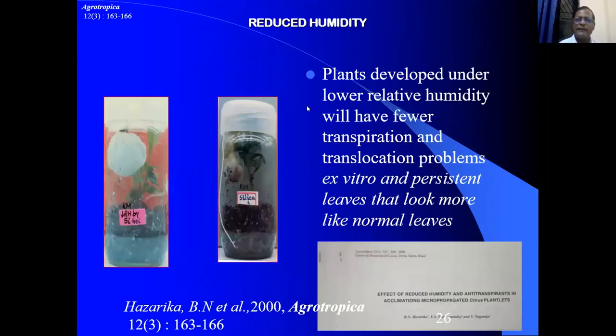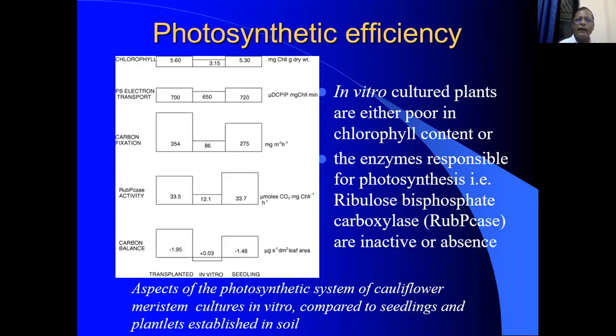And another very interesting point is that if the plants are developed under low humidity in the culture vessel, they will also have fewer transplantation shock problems ex vitro, and the persistent leaf will look more like a normal leaf. And this was also published in Agrotropica, from Brazil. So this is how the humidity inside the culture vessel is reduced, and the plants are grown under a lower humidity condition. And as a result, there is less transplantation shock afterwards.